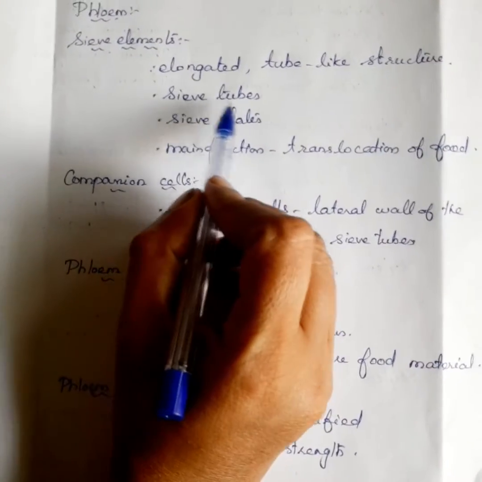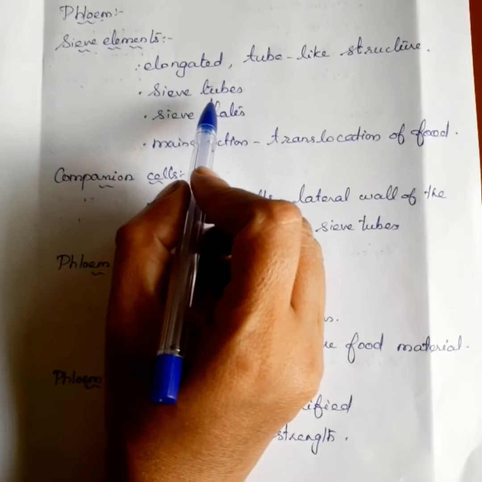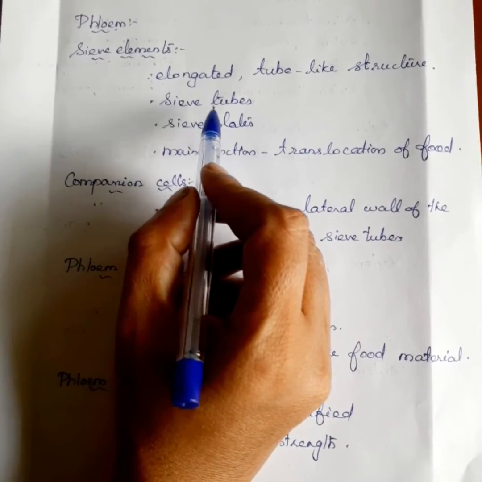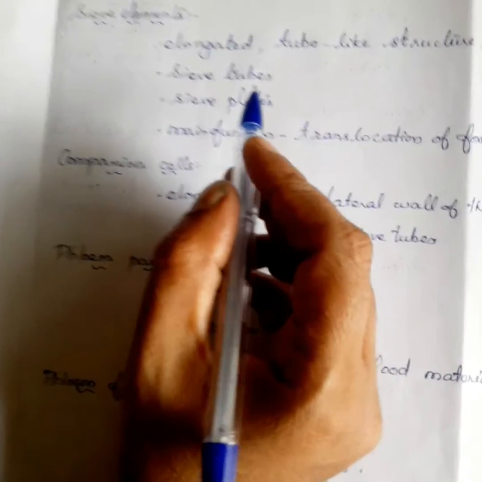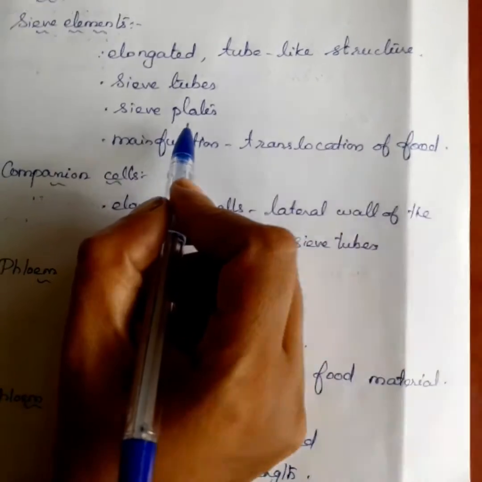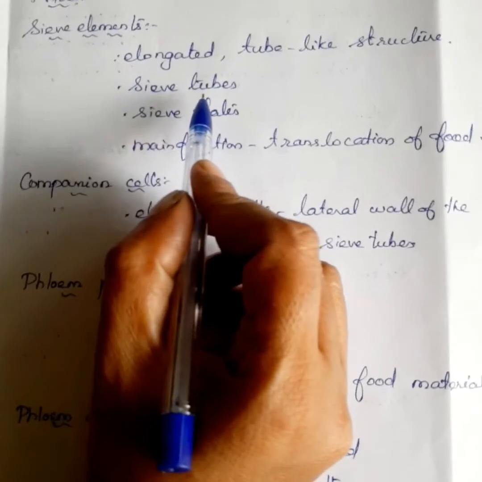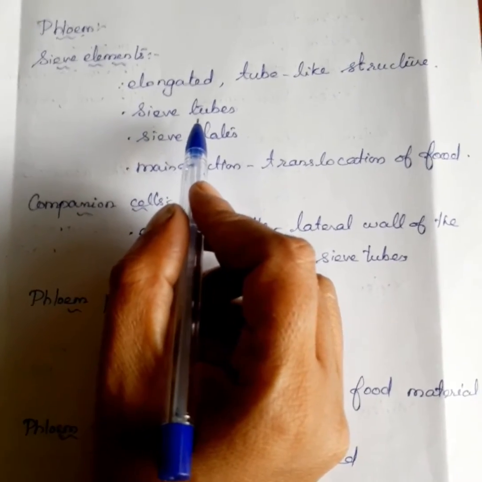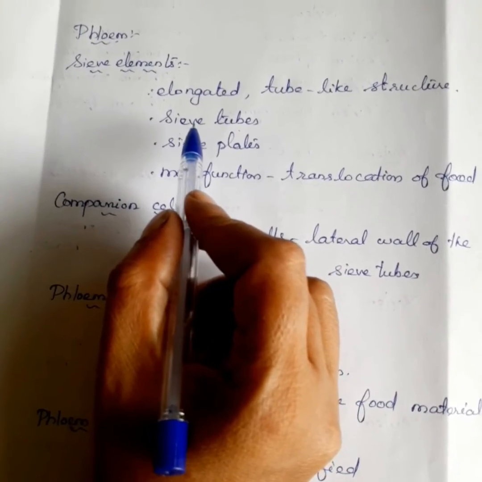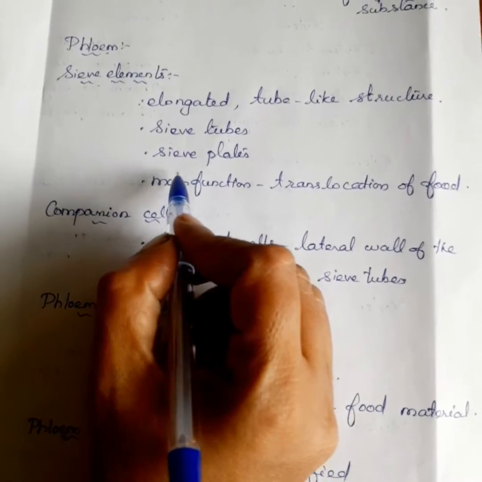Phloem contains sieve tubes. It is made up of living cells, and these cells are joined end to end. The living cells of phloem are called sieve tubes. Okay. Once again, listen carefully. The end wall of the cell in the phloem has sieve plates.